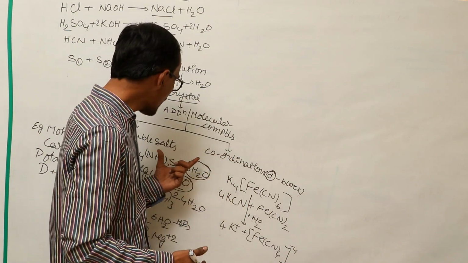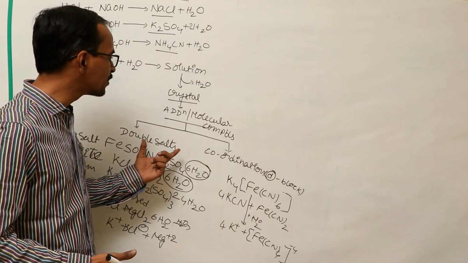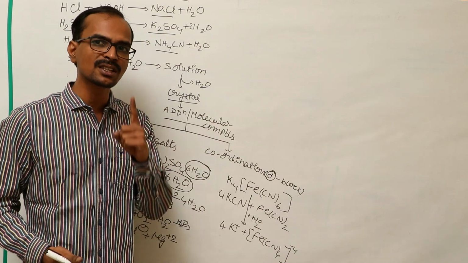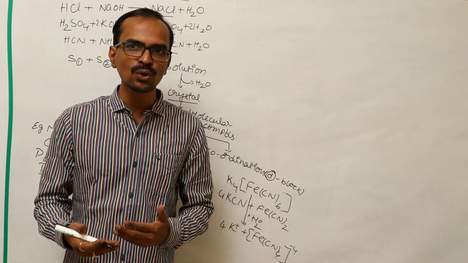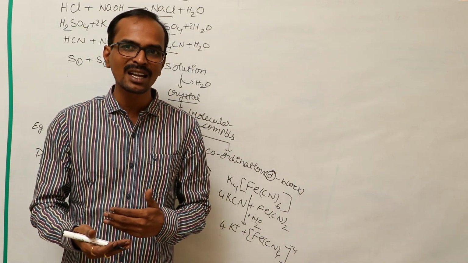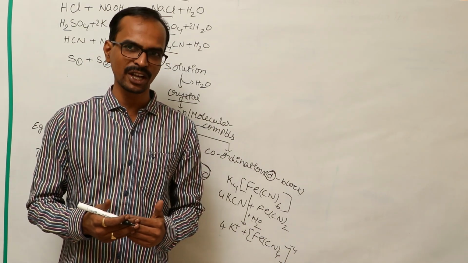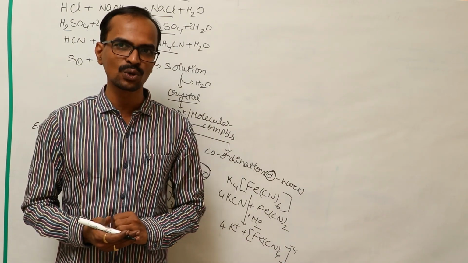Which type of questions can we expect from double salts and coordination compounds? Number 1, by giving a few compounds, they might ask you which of the following is a double salt and which of the following is a coordination compound. That is one category of question we can get.